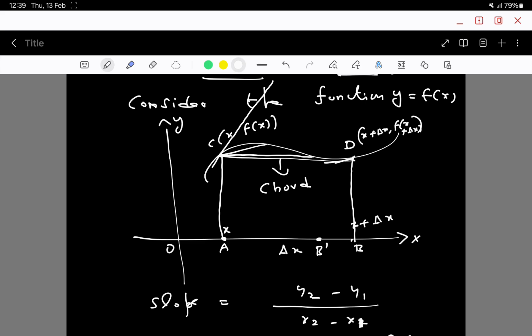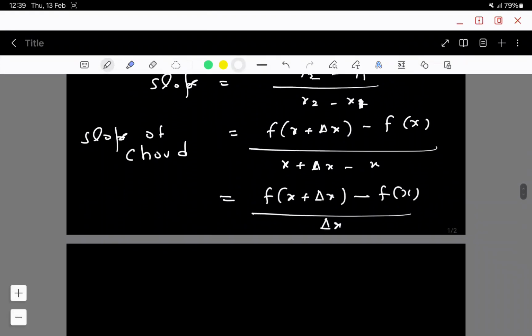Now the chord becomes the tangent. When will the chord become the tangent? When delta x approaches 0. When delta x approaches 0, the slope of the chord becomes the slope of the tangent. Now I am writing the slope of the tangent.